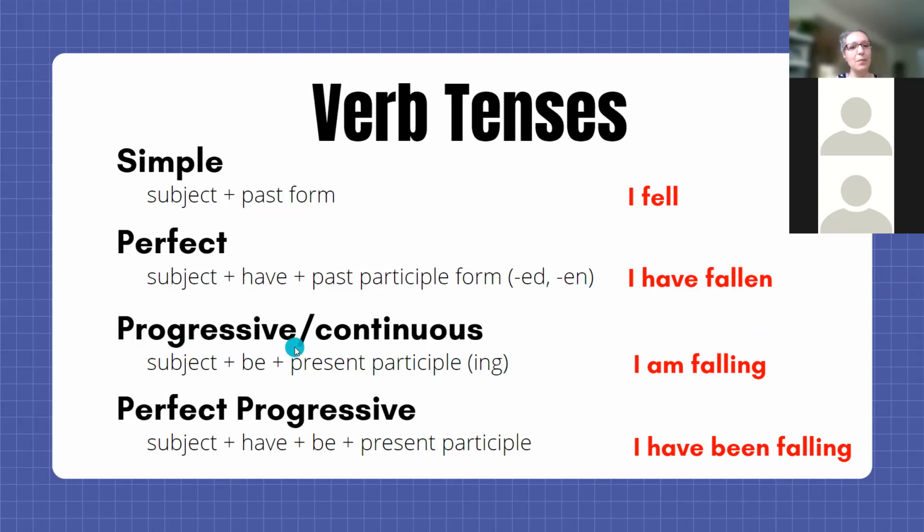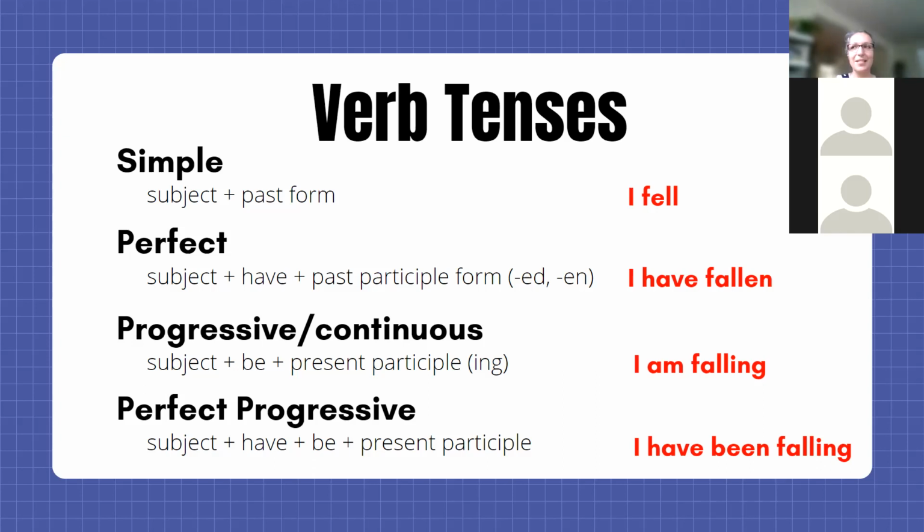Progressive, or sometimes called continuous, and you'll hear those 2 terms, continuous or progressive. They indicate that the action is not just starting and stopping, they indicate that the action continues and something else might happen in between. So it's a continuous type of action, or the action progresses through time. That's formed with the word be and ing. And then we have the perfect progressive, which is a combination of the 2 before, using both the auxiliary verbs to have and to be, and ing.